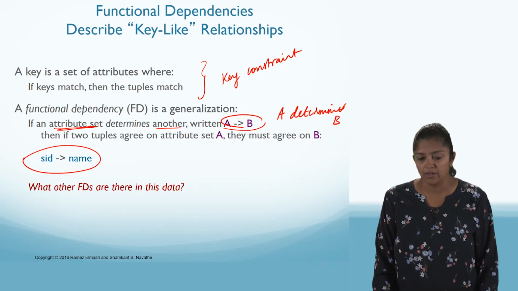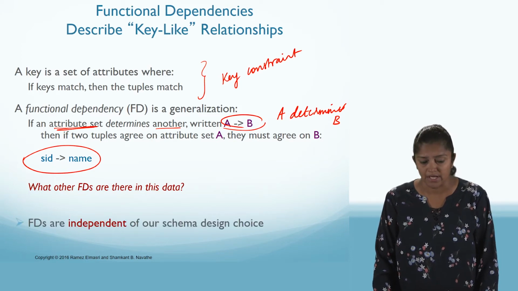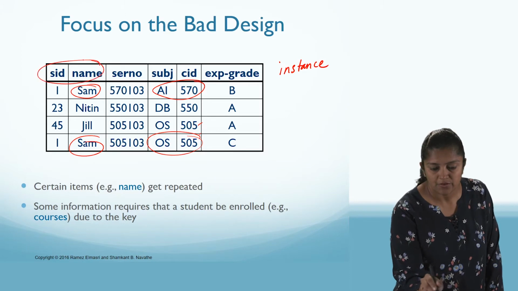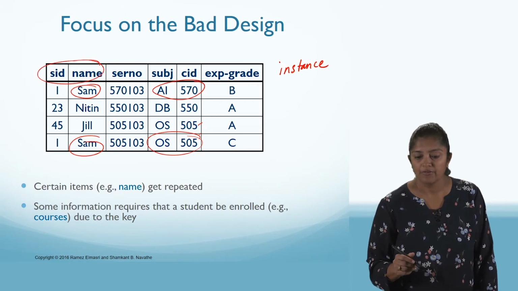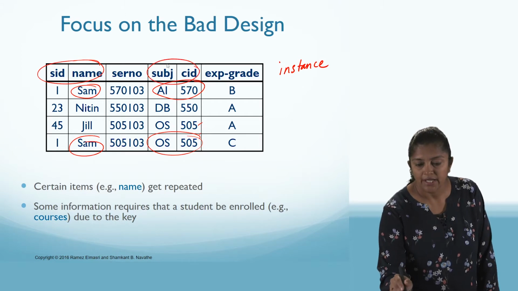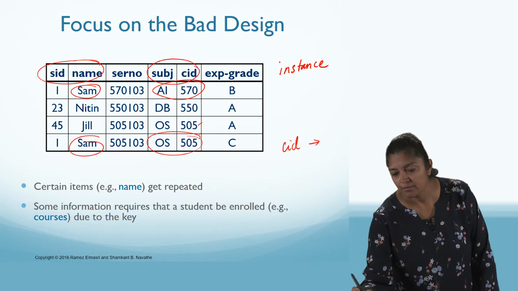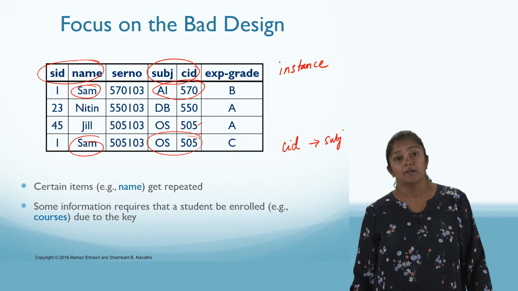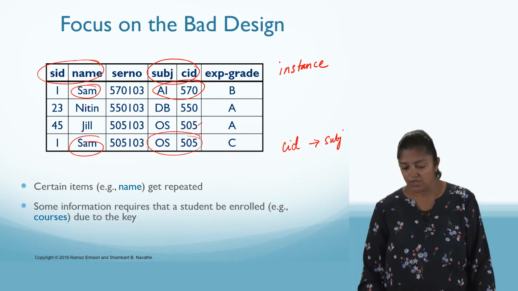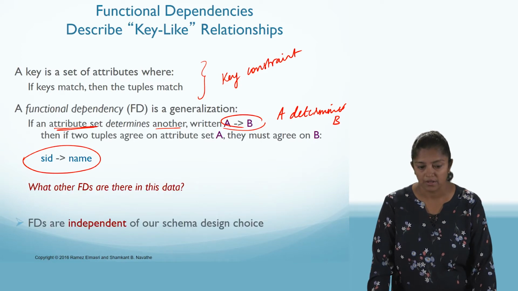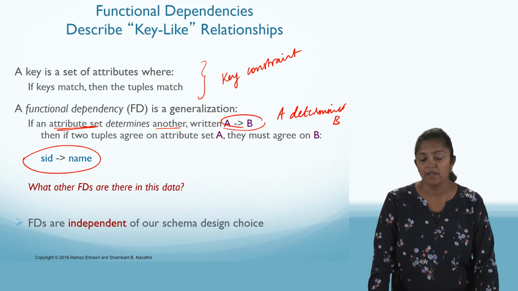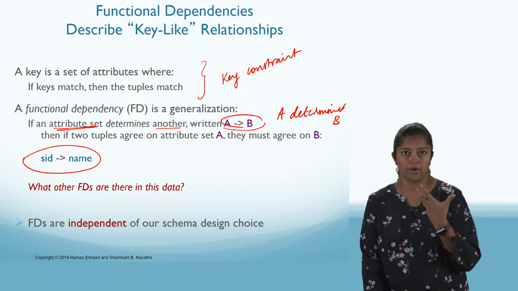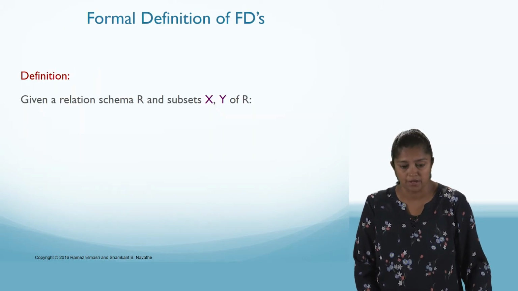Now, what other functional dependencies were there in that particular data set? Let's go back to see. We had SID and name, so there's a functional dependency between them. There's also a functional dependency between CID and subject. So CID determines subject. If there are tuples where the CID matches, then the subject also must match. Those are examples of functional dependencies. And functional dependencies are independent of the schema design choice. We can look for these kinds of relationships in any kind of schema that's available.